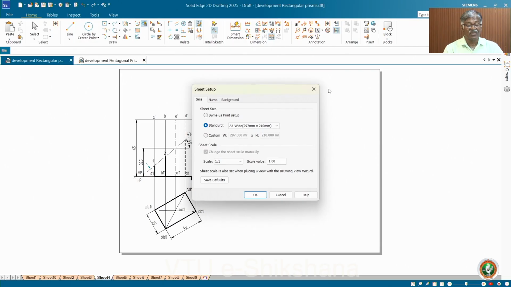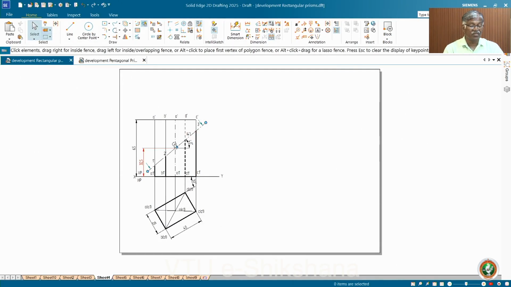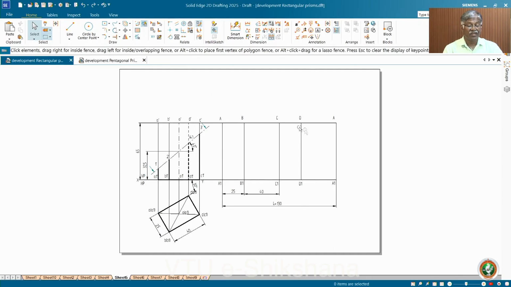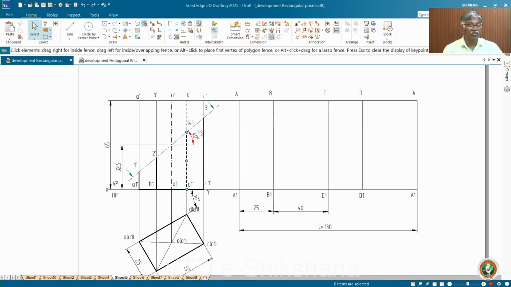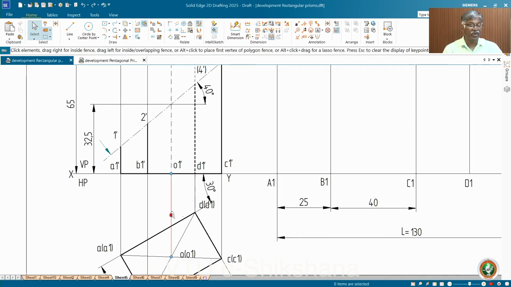How to fix the section plane? The section plane is passing through the point, then draw the line. You know how to draw it with the convention available. Then, assuming that the development is ready with A1, B1, etc., with all these dimensions, you project all these section points 1, 2, 3, 4. So how did you identify 1, 2, 3, 4?